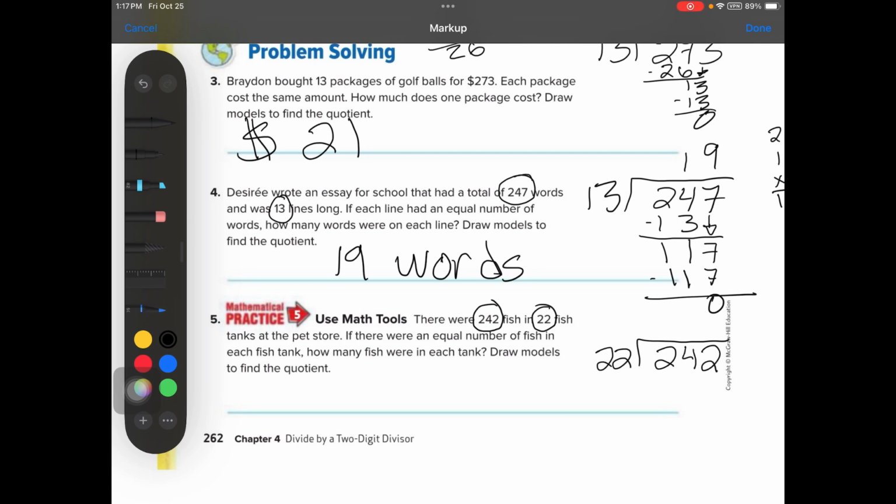All right, 22 will go into 24 at least one time. 1 times 22 is 22. Make sure you keep all your numbers straight, please. 4 minus 2 is 2. Bring down that beautiful 2. Wonderful. 22 goes into 22 one time. 1 times 22 is 22. And it's beautiful. So we know that we're going to have 11 fish in each tank.